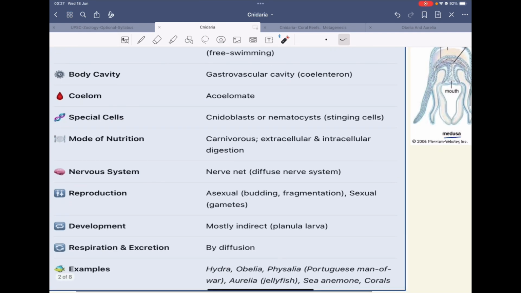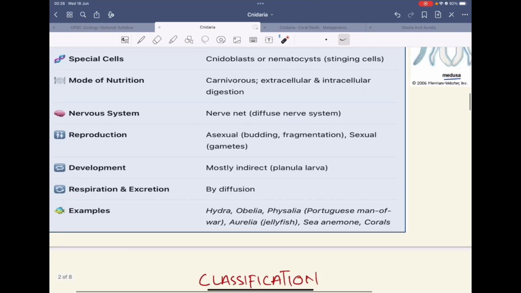In case of reproduction, there is asexual reproduction by budding and fragmentation, and sexual reproduction using gametes. We will study the life cycle, metagenesis. There you will understand the different types of reproduction in the coelenterates, particularly in Obelia and Aurelia. Then the development is mostly indirect through the planula larva. So planula larva belongs to the coelenterates. Then respiration is by diffusion, and common examples include Hydra, Obelia, Physalia, Aurelia, sea anemone, then corals.